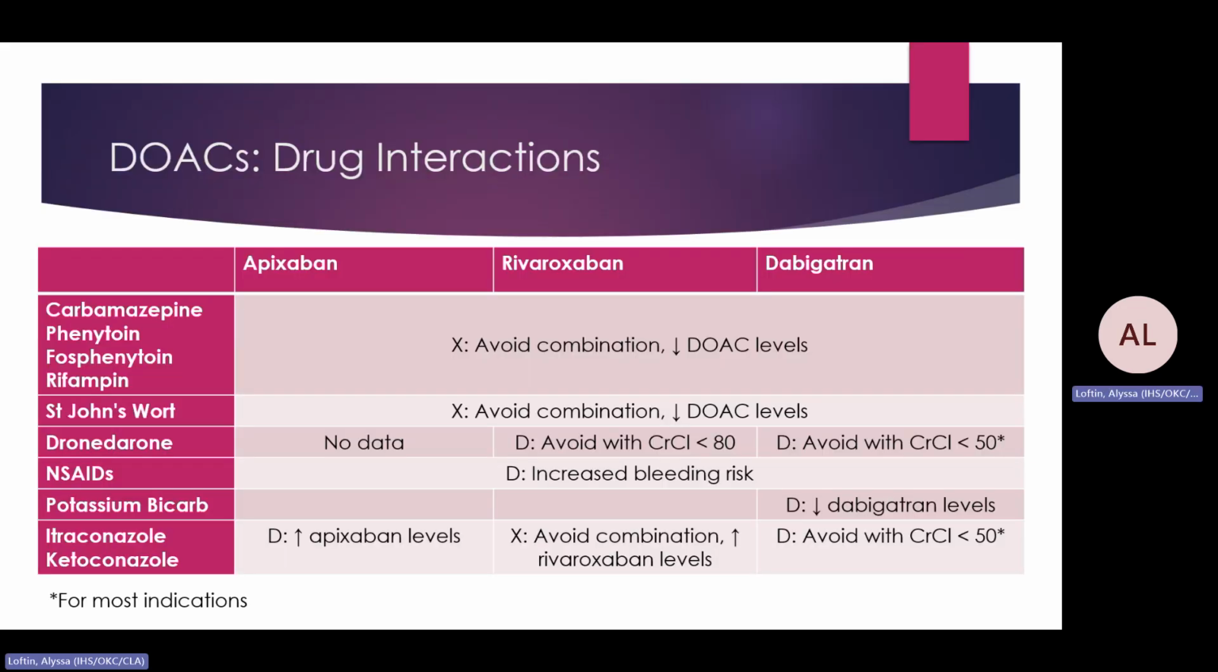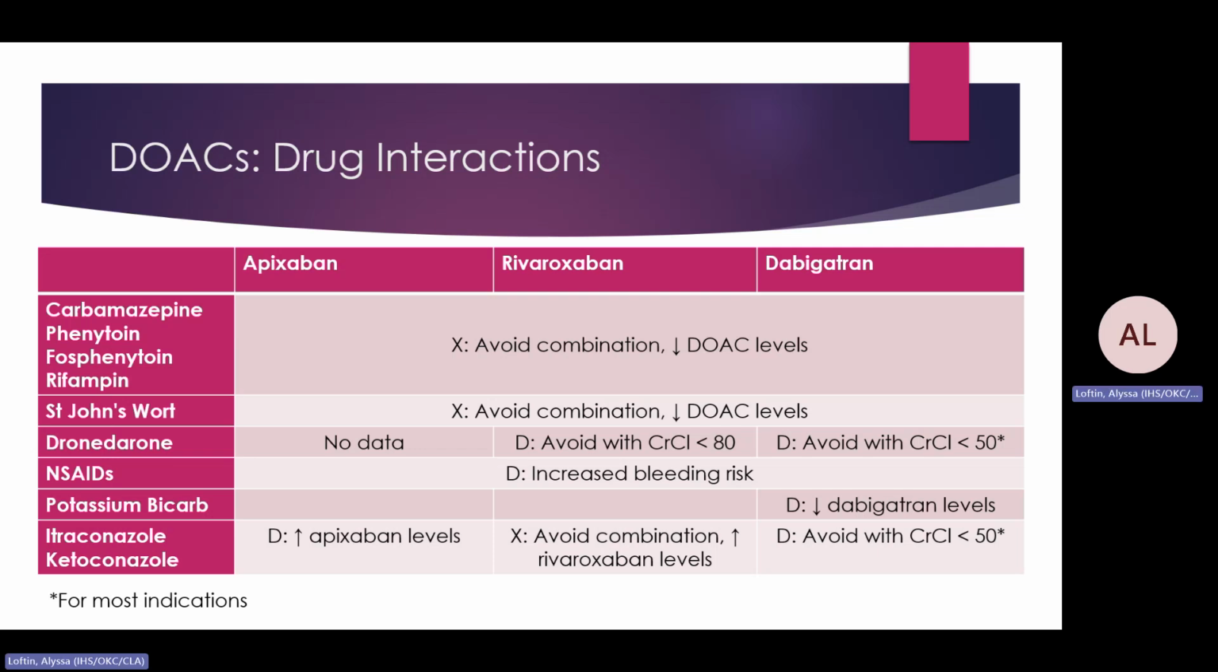So there are a few drug interactions that we wanted to go over. So with all three, apixaban, rivaroxaban, and dabigatran, there is a category X interaction with drugs like carbamazepine, phenytoin, fosphenytoin, and rifampin. So we need to avoid this combination as it can decrease DOAC levels. Same thing with St. John's wort. For dronedarone and the DOACs, there's no data with apixaban, but for rivaroxaban and dabigatran, we need to avoid this in patients with renal dysfunction.